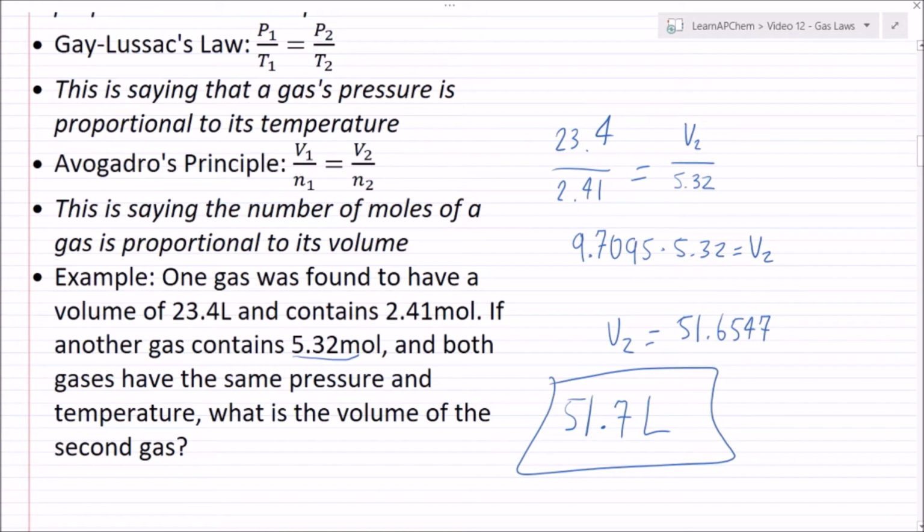So problems like these are pretty easy. You essentially have one unknown, you just plug the other three values in and solve for the one that you don't know.